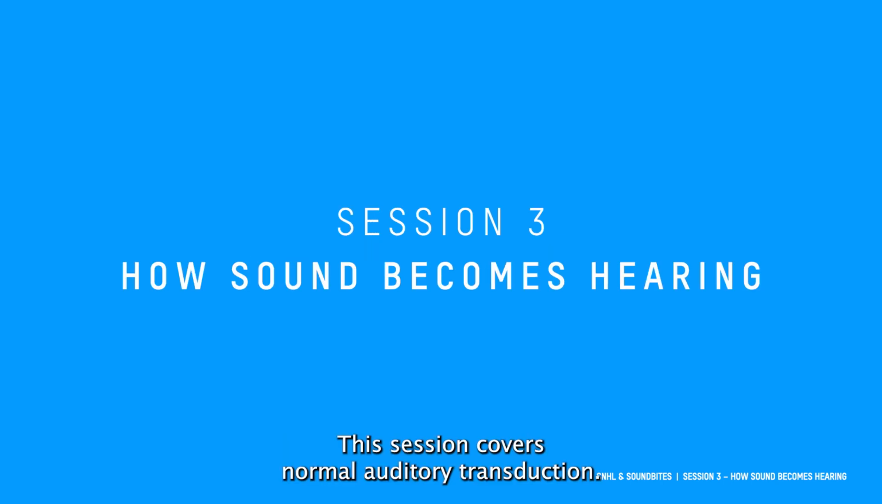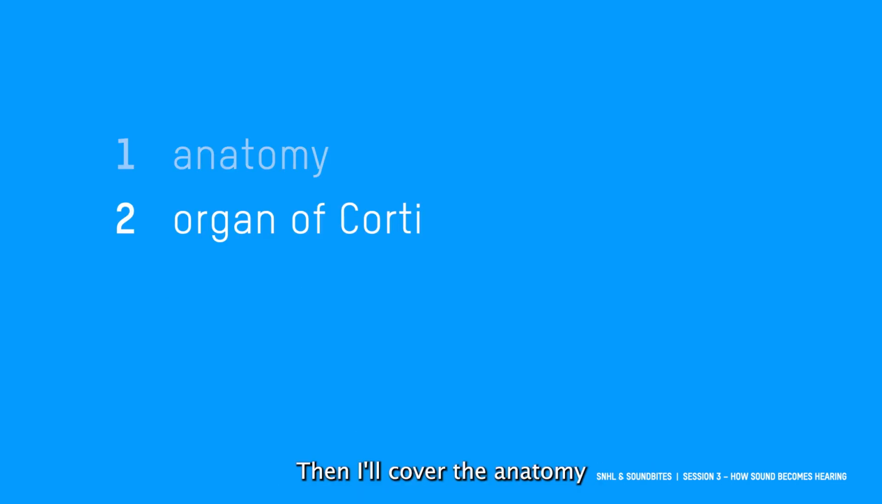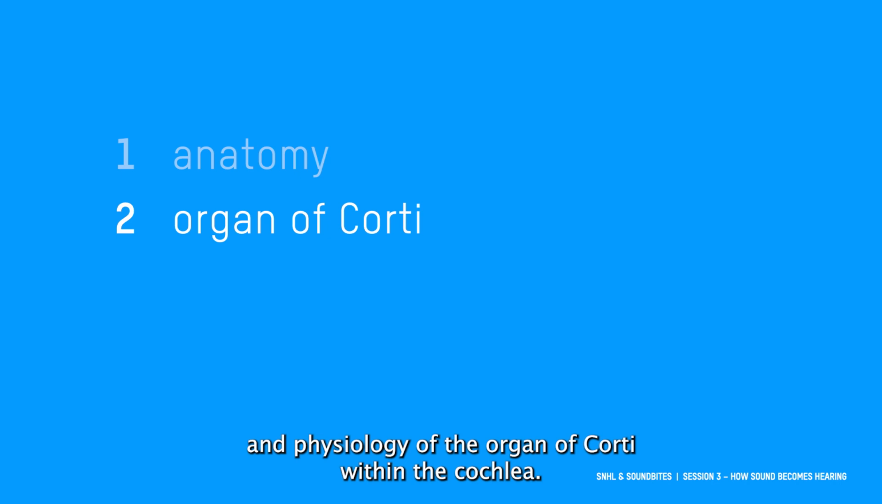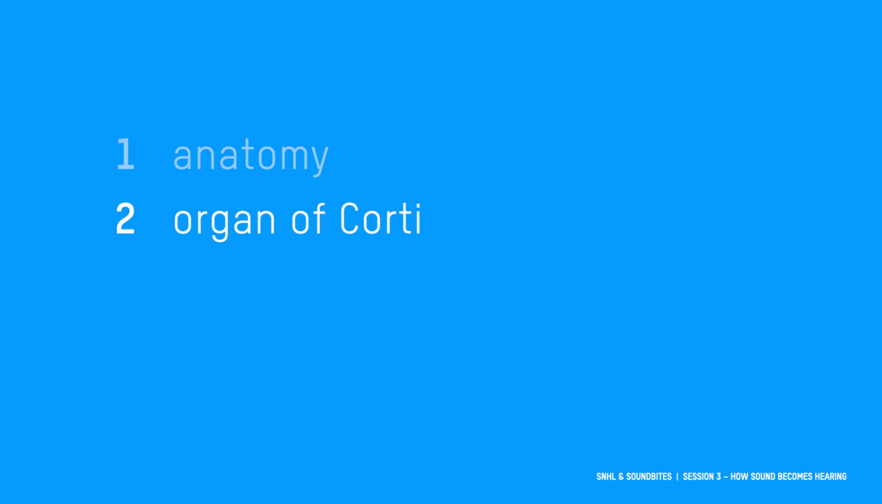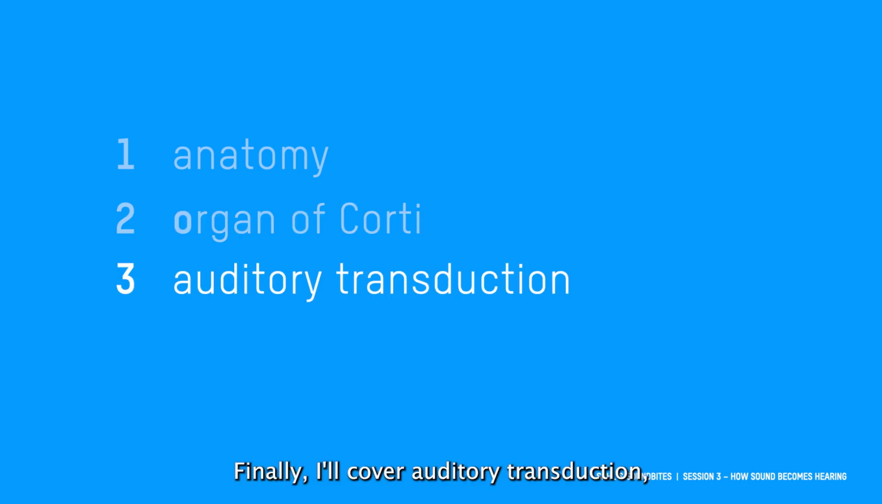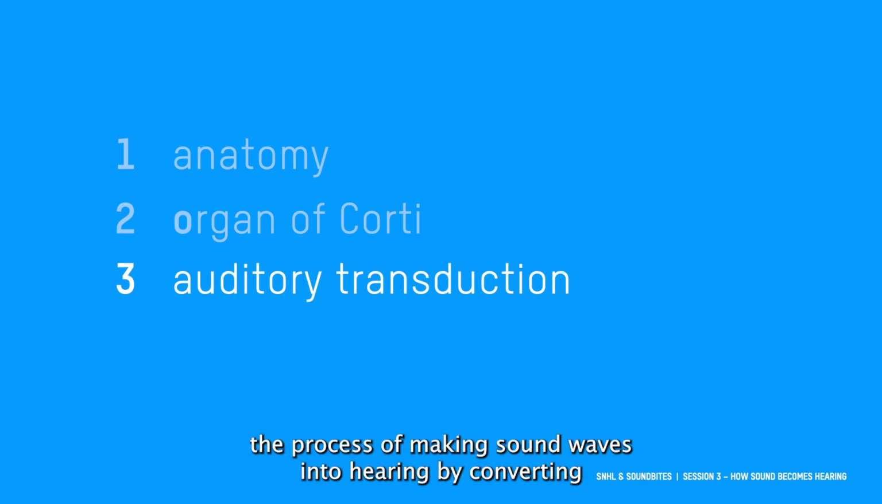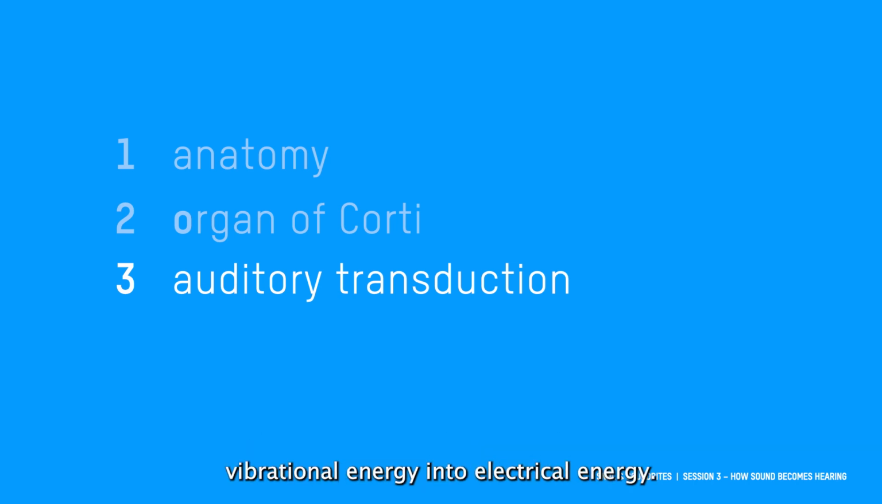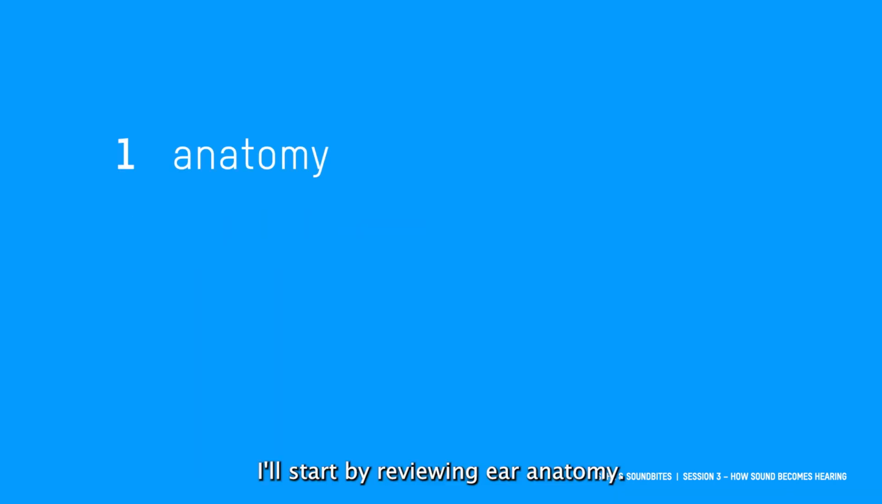This session covers normal auditory transduction. First, I'll briefly summarize ear anatomy. Then I'll cover the anatomy and physiology of the organ of Corti within the cochlea. Finally, I'll cover auditory transduction, the process of making sound waves into hearing by converting vibrational energy into electrical energy. I'll start by reviewing ear anatomy.